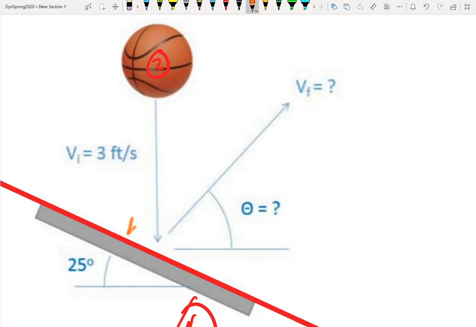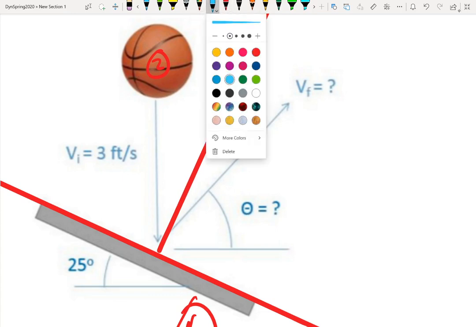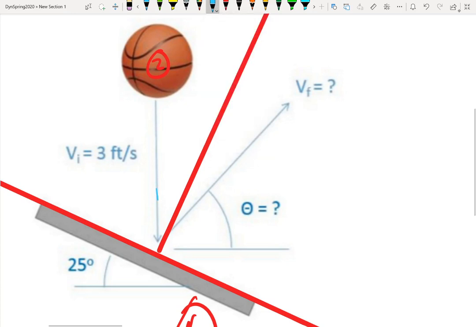Okay, let me redraw this. Let me see if I can redraw this, maybe using a blue. Okay, so in other words, that was a value of 3. This would be 3 cosine 25. This would be 3 sine of 25.